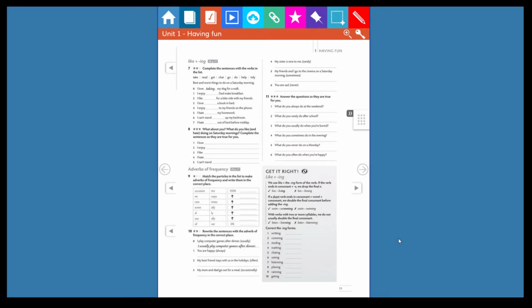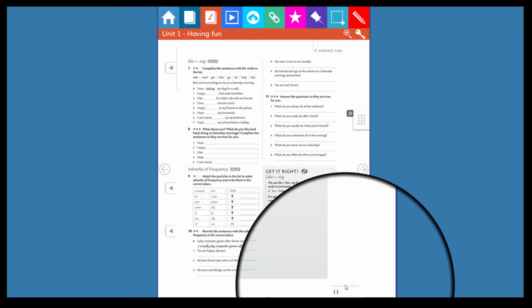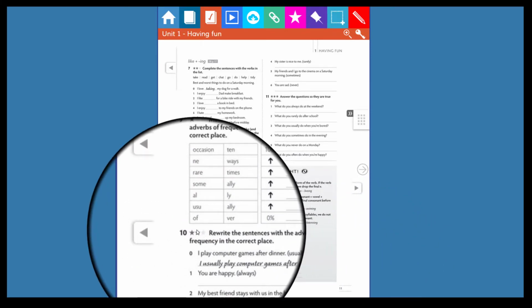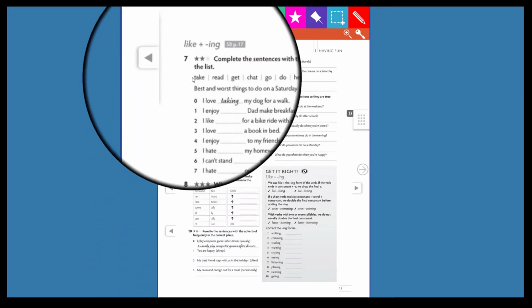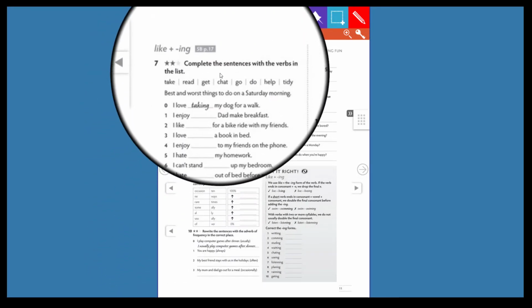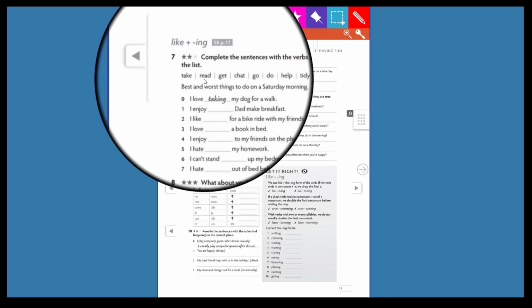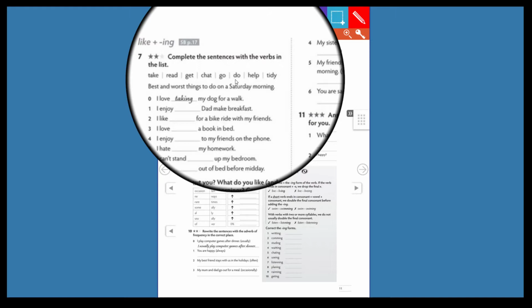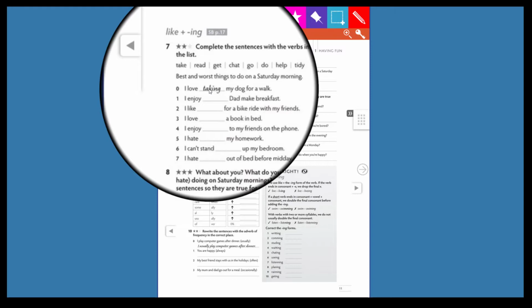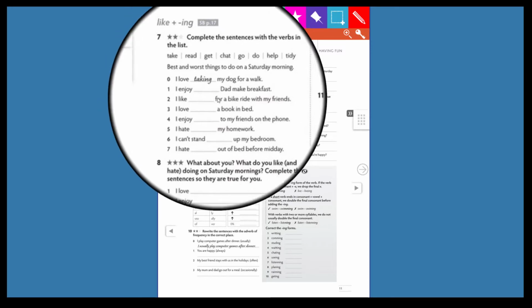And this is the homework that you have to do this week. You have to open your workbooks on page 11, and you have to do activity number 7, 8, 9, and 10, okay? So let's check the activities. Number 7, complete the sentences with the verbs in the list. Okay, so you have different verbs here: take, read, get, chat, go, do, help, and tidy. And you have to write each verb into the correct sentence.